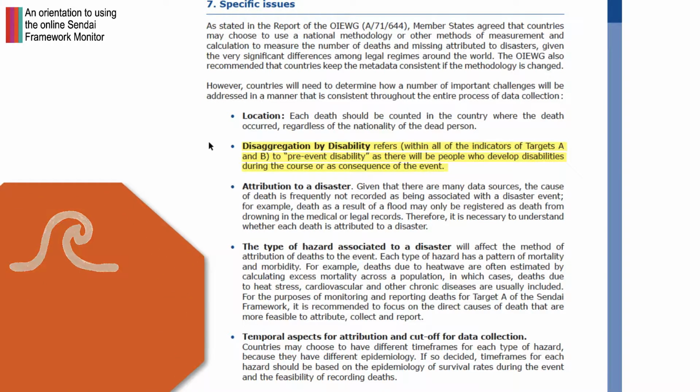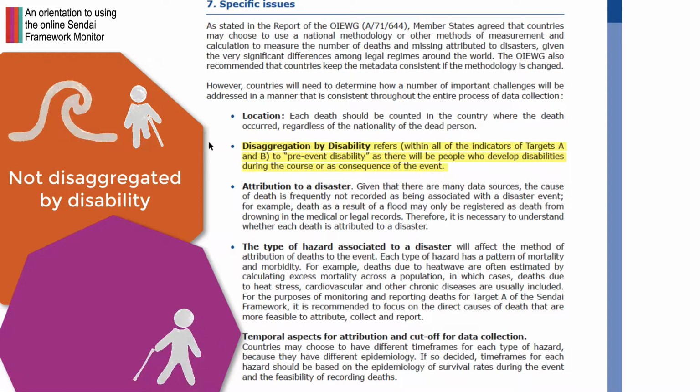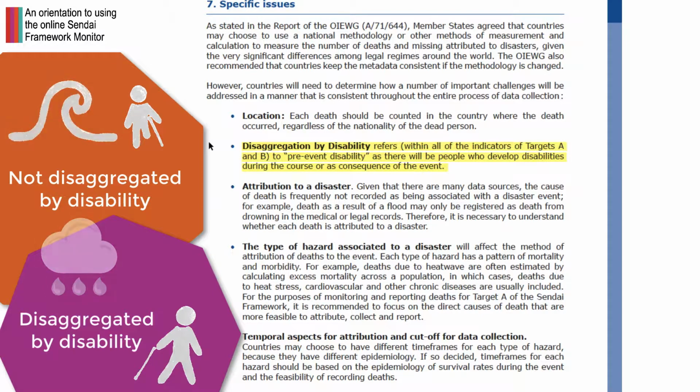If a person that died as a result of a tsunami had acquired a physical disability during the event, this death would not be disaggregated by disability. If a person with vision impairment before a flash flood died during the event, this death would be included in the disaggregated data by disability.